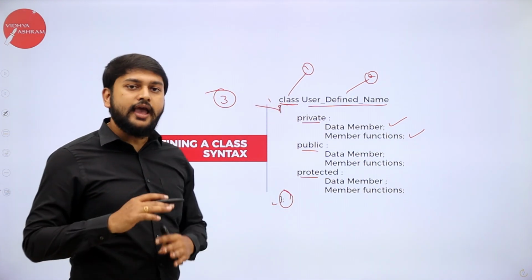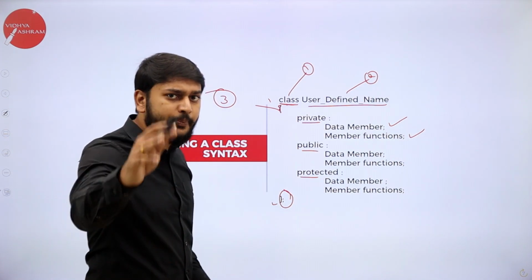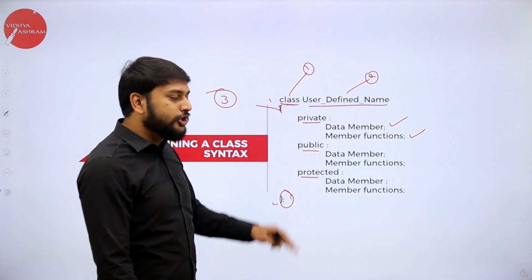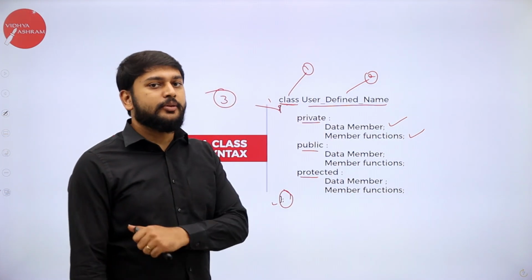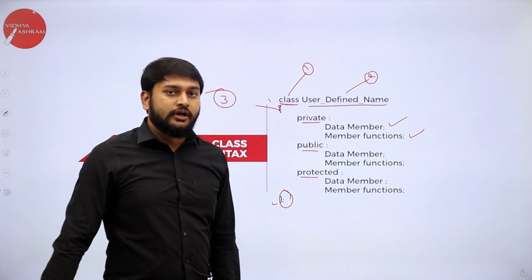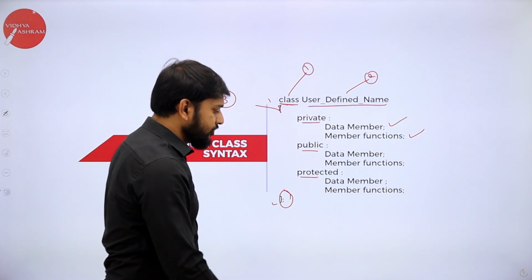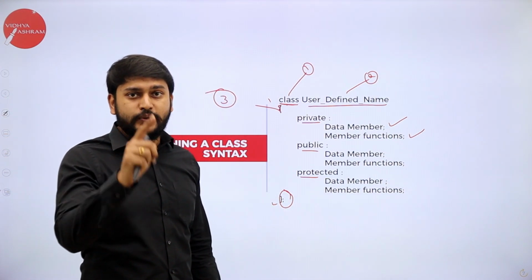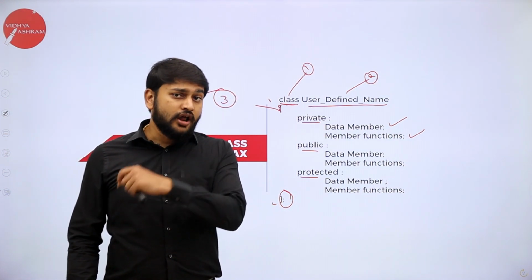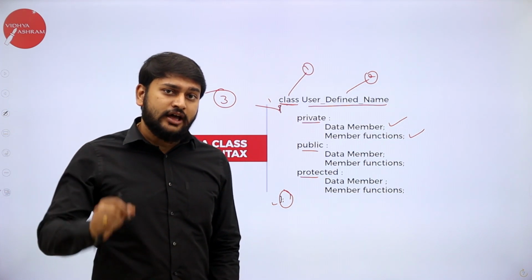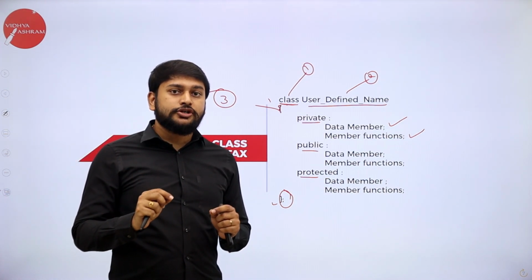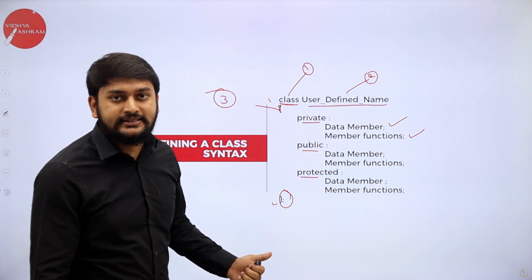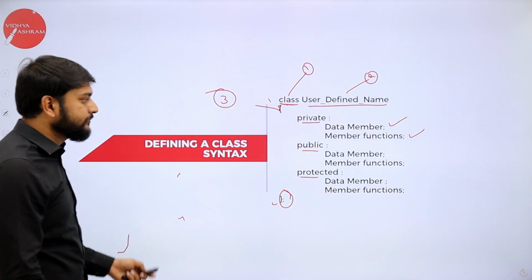You can write it in any order: public, private, protected. Inside that you will write data members and member functions. It's very important that you remember your class always ends with a semicolon. So this is all about the general syntax of a class. This is what we call the declaration and definition of a class. Moving on to the next concept.